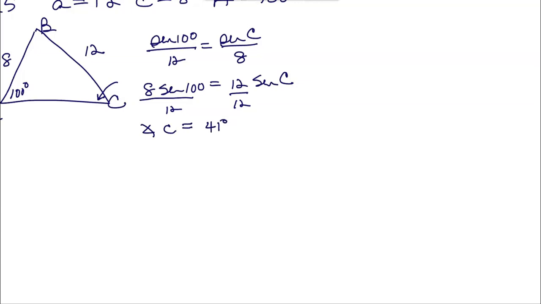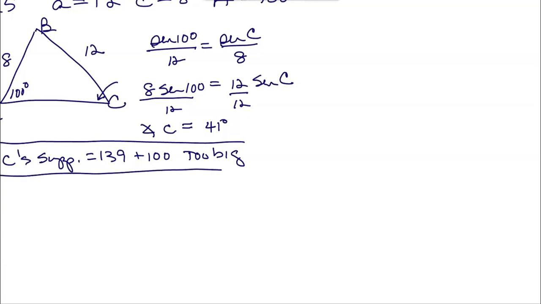So then I say, okay, what is angle C's supplement? Because I know it has the same sine. So 180 minus 41, I get 139. I cannot add 139 to the 100 I currently have. So too big. So therefore, I only have one triangle. Okay, so my answer is going to have one triangle.